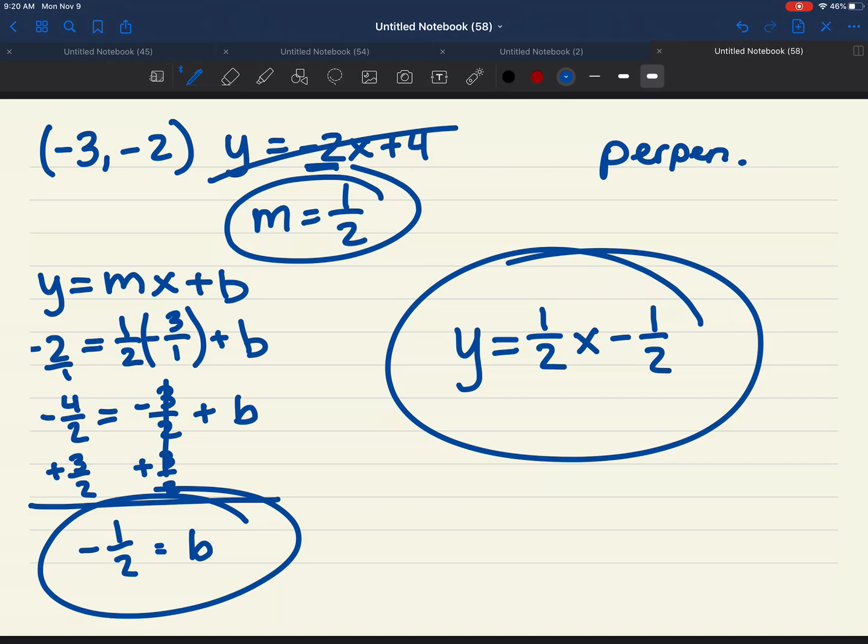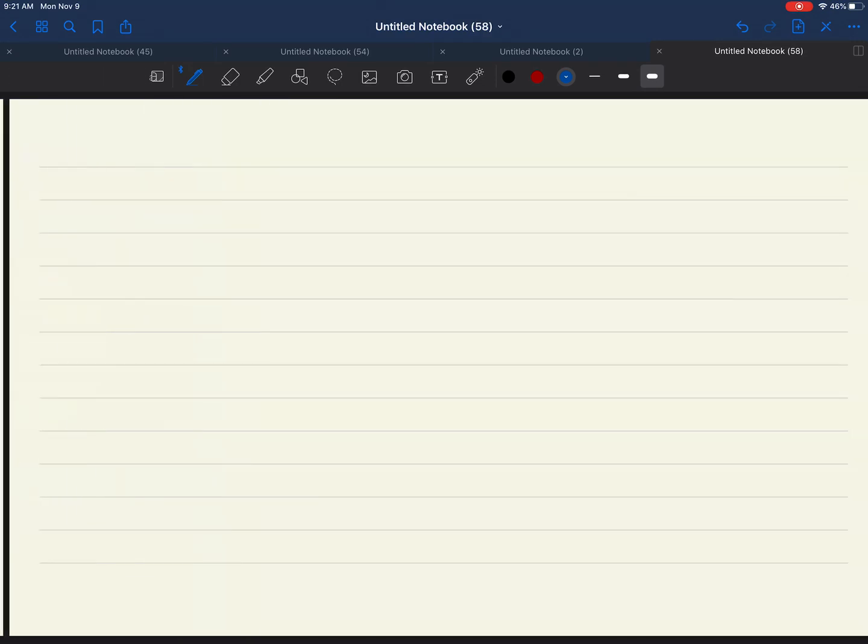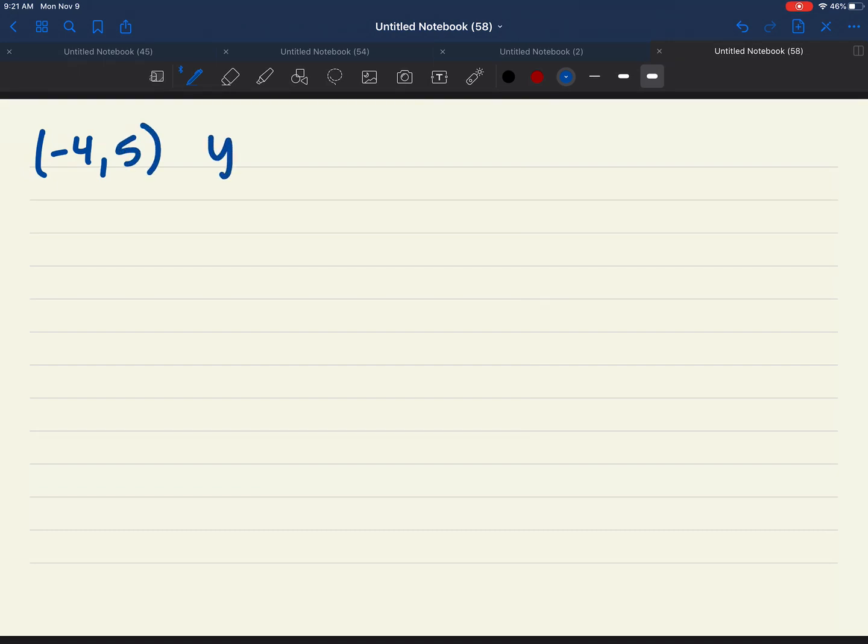Listen, you guys, once you get to this point, there's a reason I circle these things: they're the two things you need to write your equation, correct? You don't have to do that, but I'm circling it for you just to lead you straight into your answer. Once you get m and you get b, you're done. You just plug in m first, plug in b at the end, okay? All right, let's look at -4, 5, and an equation of y equals 1/3 x plus 6.